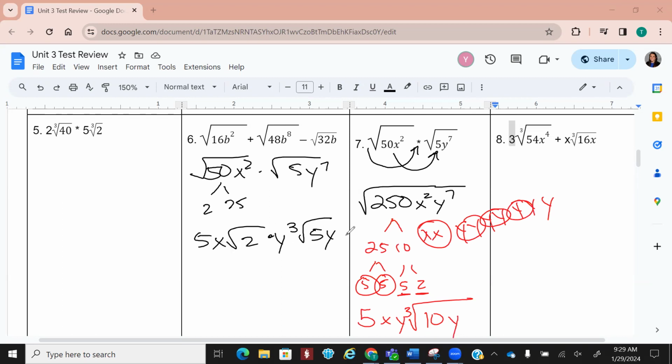If you did this, you'll still get the same thing. You'll get 5xy cubed and then 10y. You'll get the exact same thing. It just depends on how you want to solve it. Sometimes the numbers are really big on this, and then you have to re-simplify. So you just have to be careful on that.